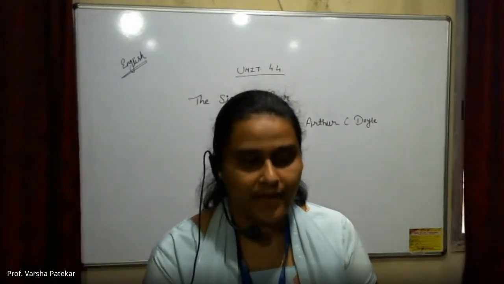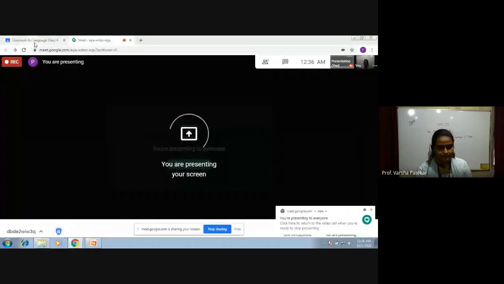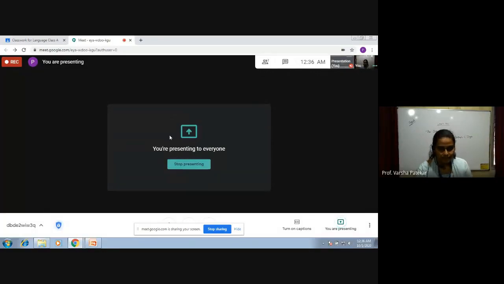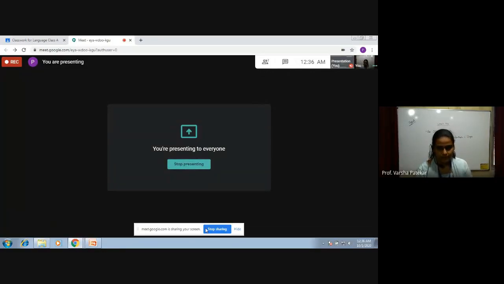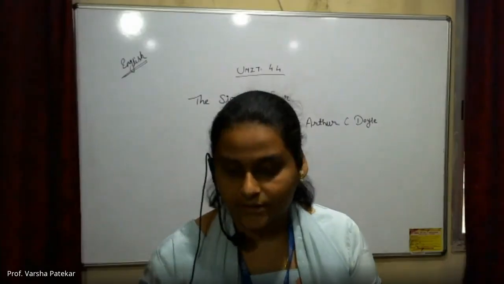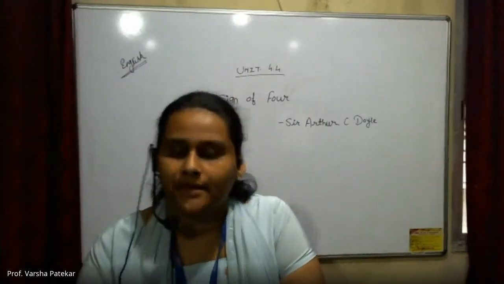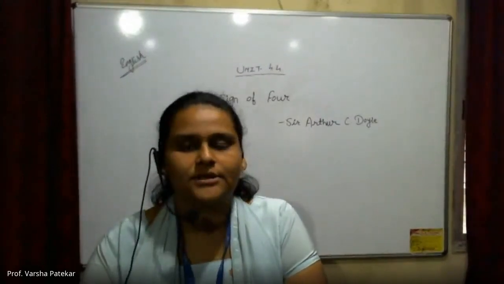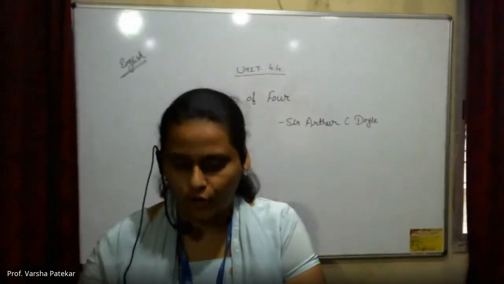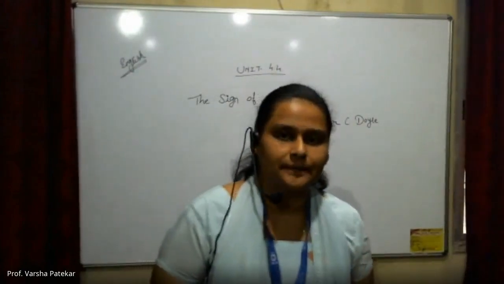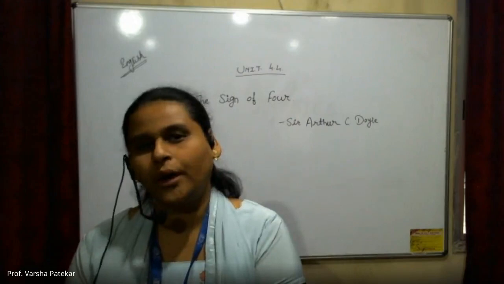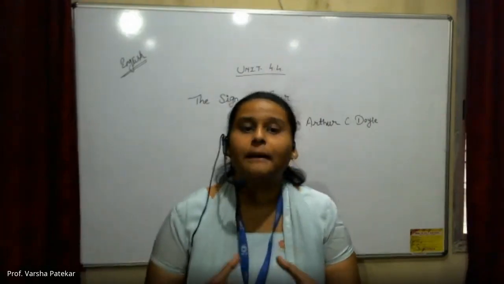The major character of our story is Sherlock Holmes. He's a detective. He is followed by John Watson. He's a doctor, and the best friend of Sherlock Holmes. Then comes Mary Morstan, the client of our story. Then comes Major Sholto. Major Sholto is a friend of Mary's father.